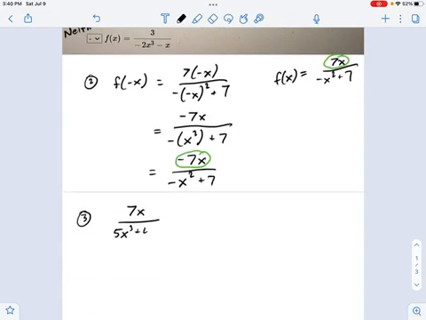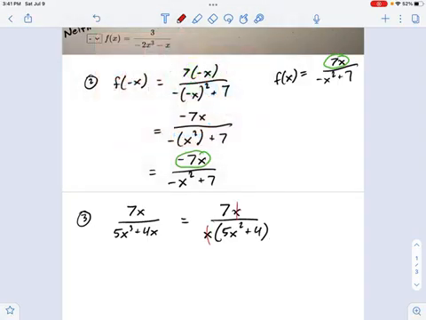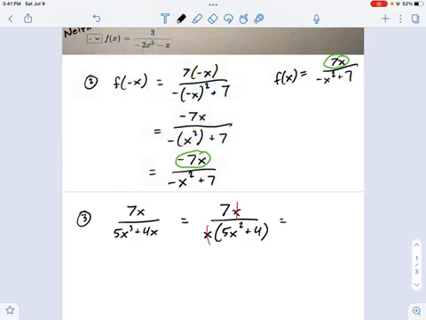5x cubed plus 4x. Here's another way of thinking about it. It's not just odd divided by odd, which makes even. You could also think about it as this. What if I cross out a factor of x? Okay, see, first I factor out x, and then I cross out those x's. Like that. Well, what's left? This is going to be 7, which is an even function, right? 7 doesn't care if x is positive or negative. I know you're thinking 7 is an odd number, but in this case, it's an even function.